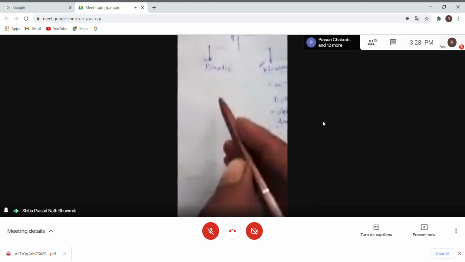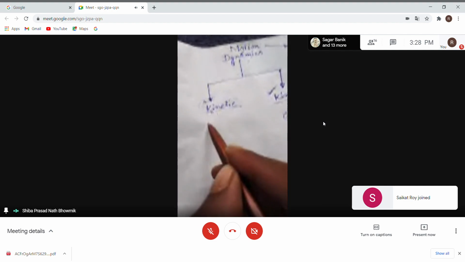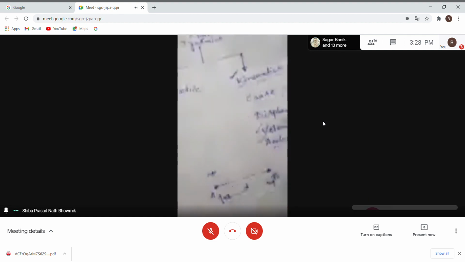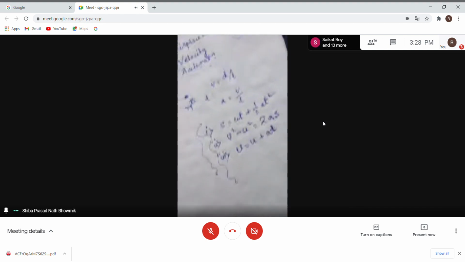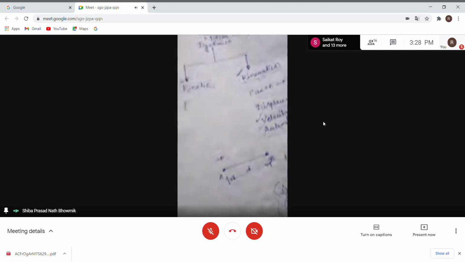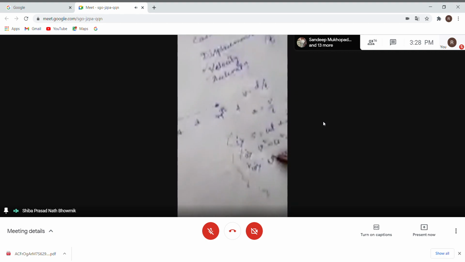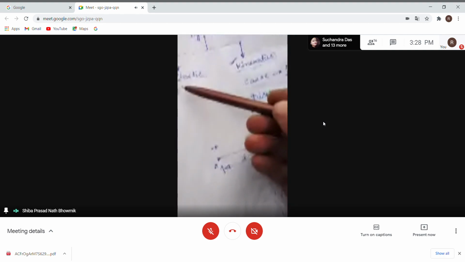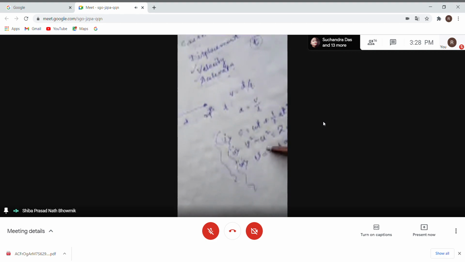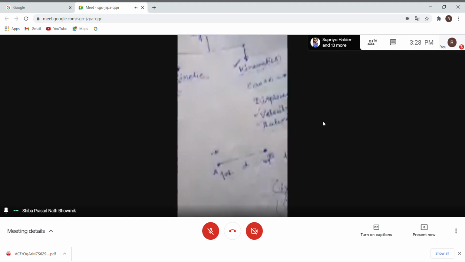And kinetics means, of course, we have to deal with force and also these three equations of motion, the combined form. The force will also be there, the cause of the motion and the effect of the motion. The study where the cause of the motion and the effect of the motion are considered is called kinetics.